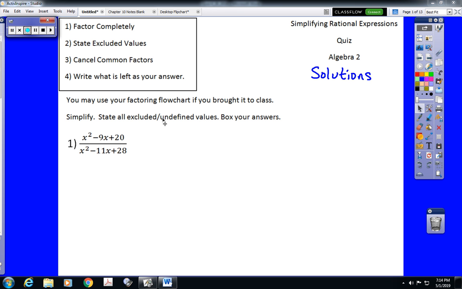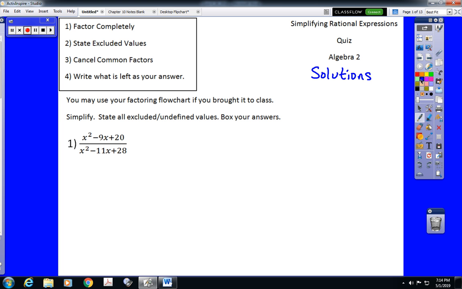Once you have finished doing all of these, then you will be able to retake the quiz and potentially earn back the points you lost and get out of the assigned AC. So here is number 1 on the Simplifying Rational Expressions quiz.